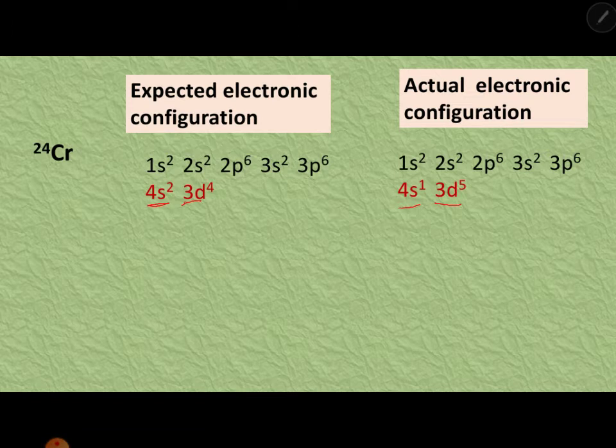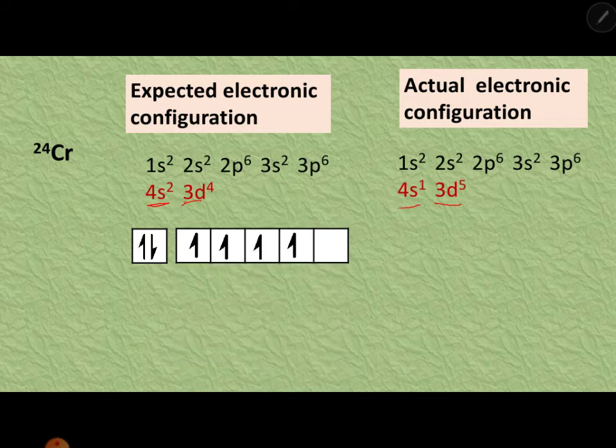To explain this difference and the reason for it, I will draw the orbital box diagram for these two subshells. First, I will draw according to the expected electronic configuration. The 4s subshell has 1 orbital and 2 electrons will be present in the form of a pair. The 3d subshell has 5 orbitals and 4 electrons of 3d will occupy singly 4 orbitals according to Hund's rule. Now I will draw the orbital box diagram according to the actual electronic configuration.